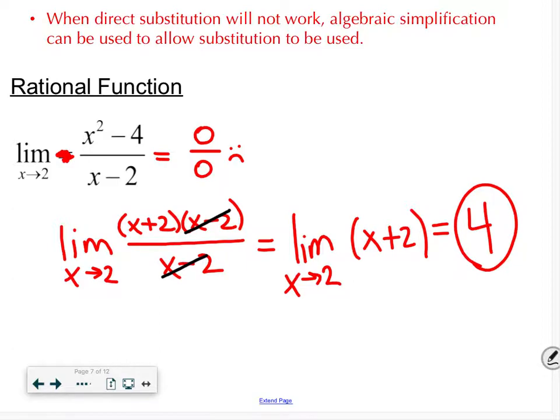I'll remind you what this graph looks like. Since we canceled out x minus 2 at x equals 2, that means we have a hole. And it just happens to be at y is 4, which is why we got that to be our limit. Okay, that limit does exist. All right, let's look at another one.